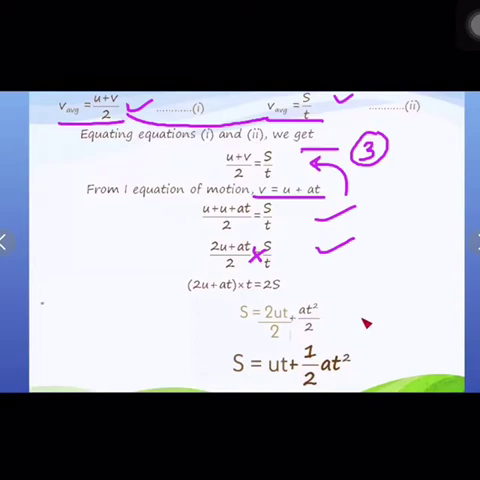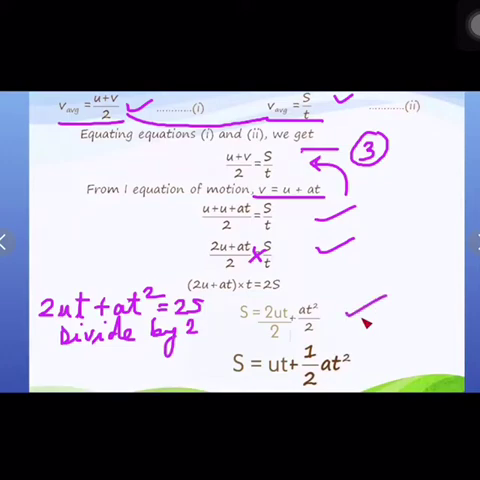Now multiply this t inside the bracket: 2ut plus at square is equal to 2s. Now divide this equation by 2. When you multiply the t inside the bracket, after that divide the whole equation by 2 like this. And when you divide the whole equation by 2, you can see 2 is cut from 2.